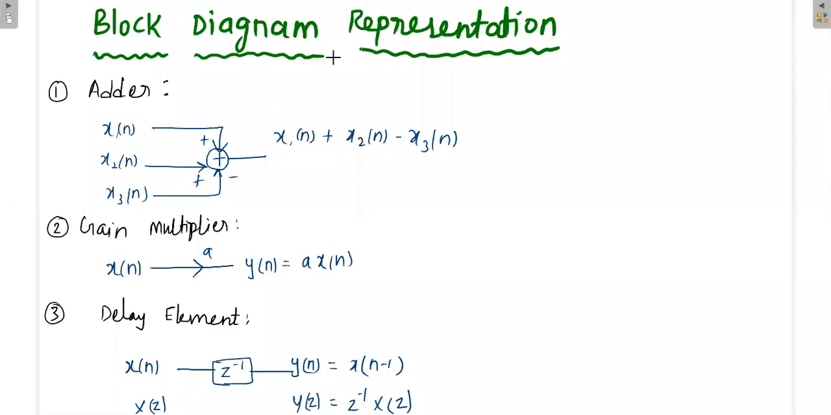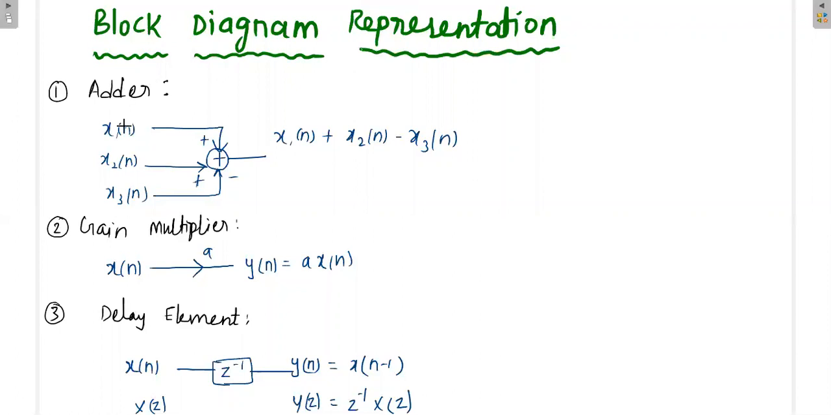Block diagram representation of discrete time system. In this process, we'll be using these three operations, that is adder, gain multiplier, and delay element. We have already seen the block diagram representation for continuous time systems with the help of the Laplace transform. Now, with the help of the Z transform, we'll be studying a similar representation for the discrete time system.